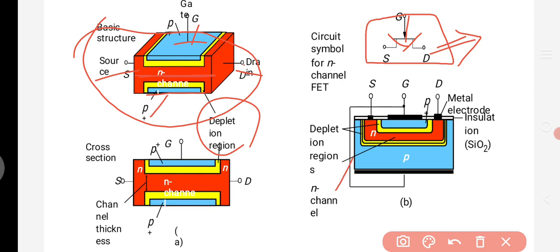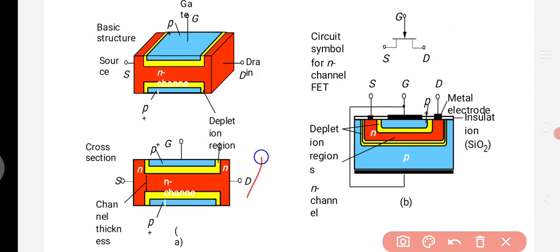Next, go for the cross sectional view of this transistor. In this cross sectional view, we can consider the heavily doped P plus region. Again in between we can consider the N channel. So the thickness of the channel will be changed based on the applied voltage. Again the three terminals are here: gate, source and drain. So this is equal to the cross sectional diagram of the N channel.